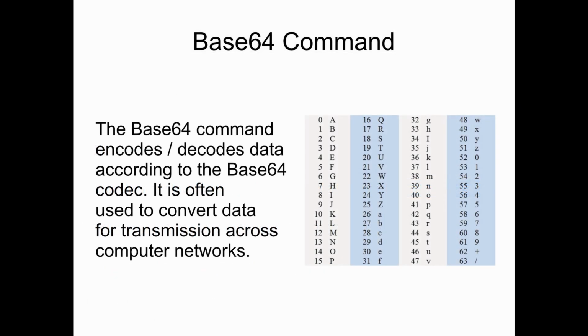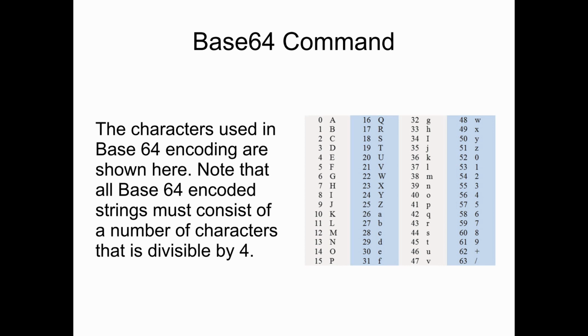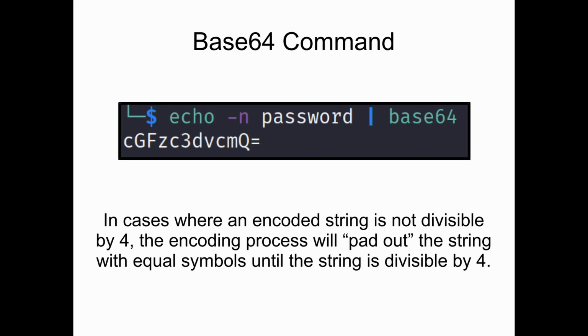The Base64 command encodes and decodes data according to the Base64 codec. It is often used to convert data for transmission across computer networks. The characters used in Base64 encoding are shown here. Note that all Base64 encoded strings must consist of a number of characters that is divisible by 4. In cases where an encoded string is not divisible by 4, the encoding process will pad out the string with equal symbols until the string is divisible by 4.